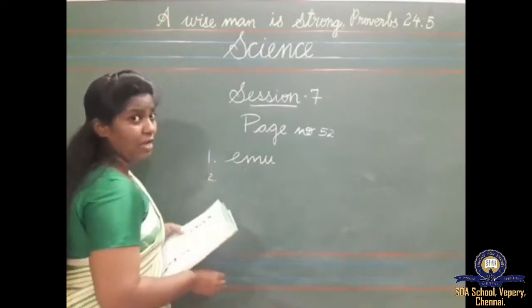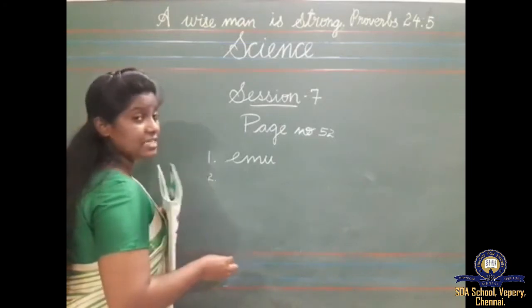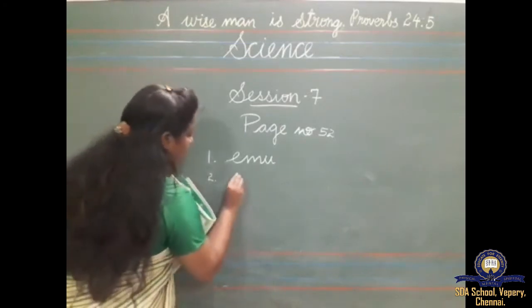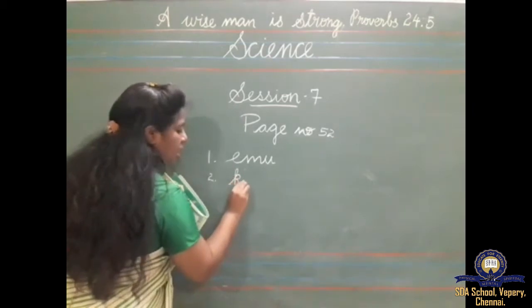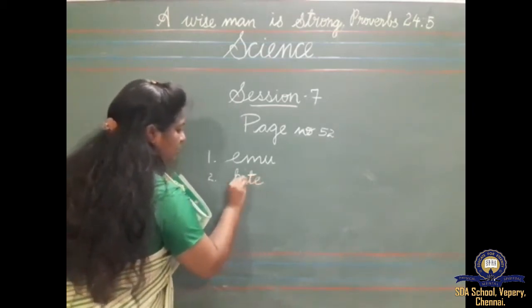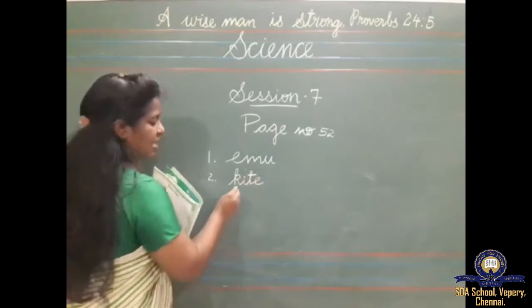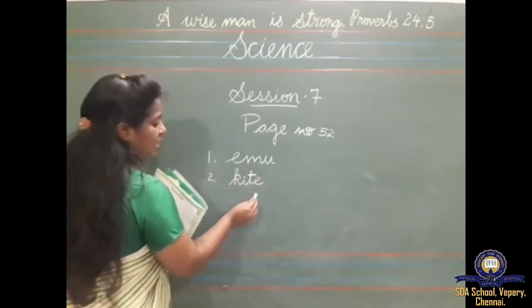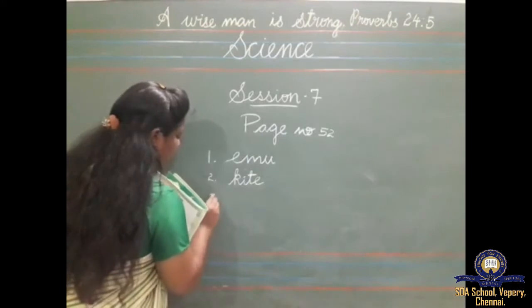I hope you all have completed. Now shall we write the second one? Kite. K-I-T-E. Kite. What is the spelling of kite? K-I-T-E. Kite. What is the third one?